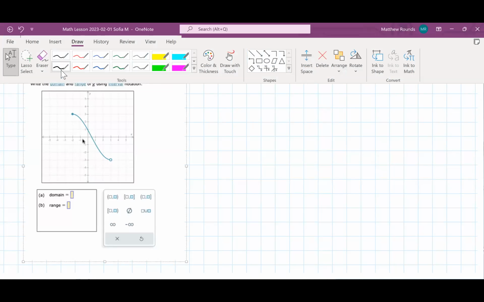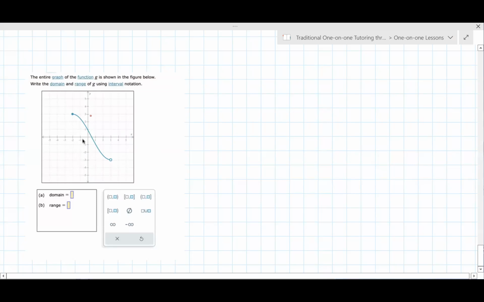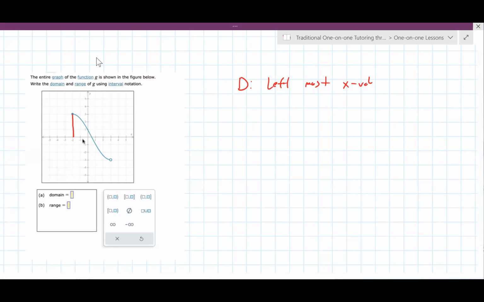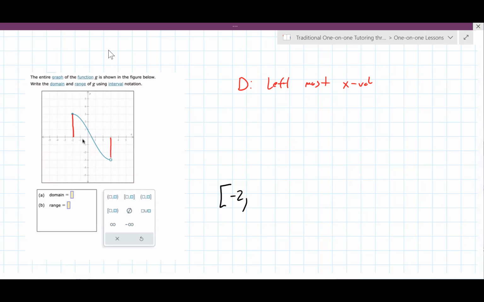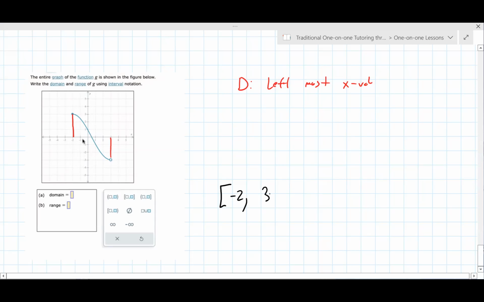All right, so domain. For the domain, you go to the leftmost x value. The leftmost x value is -2. Now, is that included? Is that a filled-in dot? Yes, so that will be a bracket. So it's bracket -2, comma, and then you go to the rightmost x value, which is 3, and you ask yourself the same question: is it included or not? It's not filled in, so it's not included. Oh, parenthesis, right?